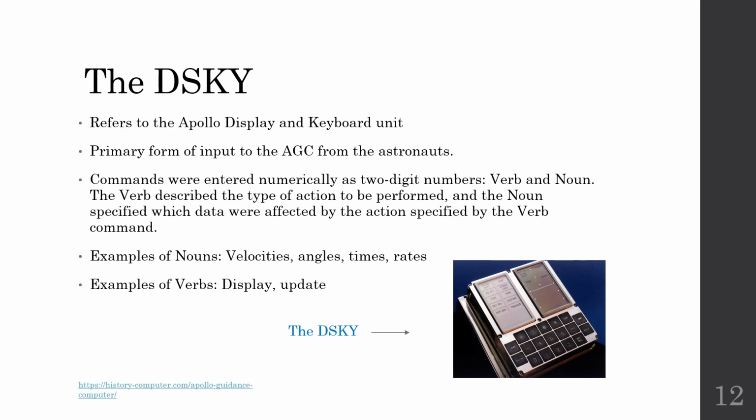So in order to enter a command to display velocities, the verb part of the command is display. A particular numeric 2-digit number is allotted for the particular verb, and for the velocity a different 2-digit number is allotted. So the astronaut has to enter the 2-digit number for the verb and the noun into the DSKY to make the Apollo guidance computer display the velocity.